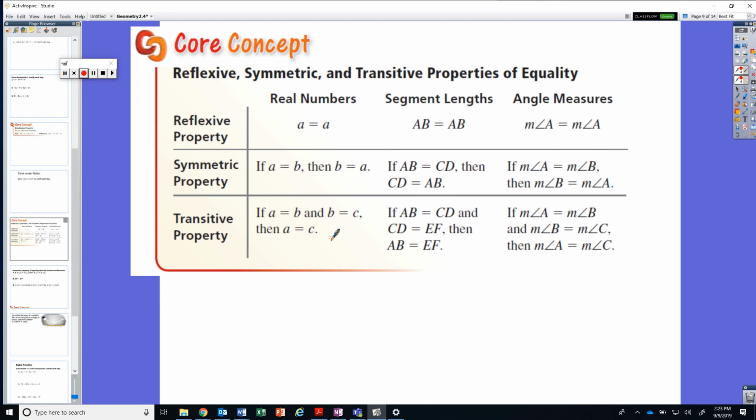But you can also think about it in terms of the law of syllogism. The law of syllogism says if P implies Q and Q implies R, then we can say that P also implies R, hence the transitive property. And in each of these scenarios, the same thing happens. Whether we're talking about angles, segments, or real numbers, the same concepts work.